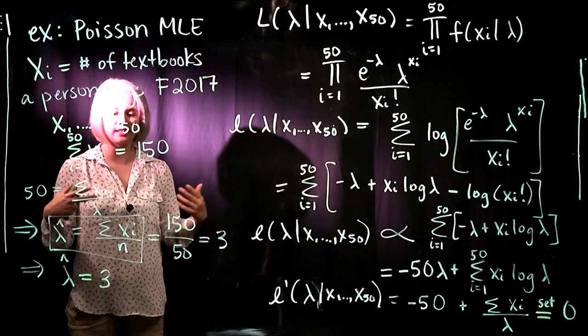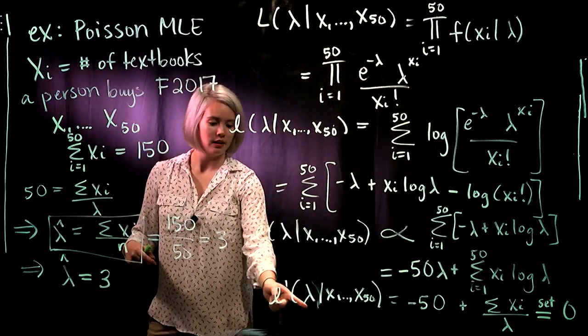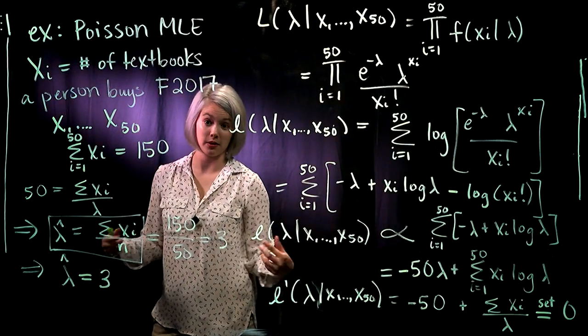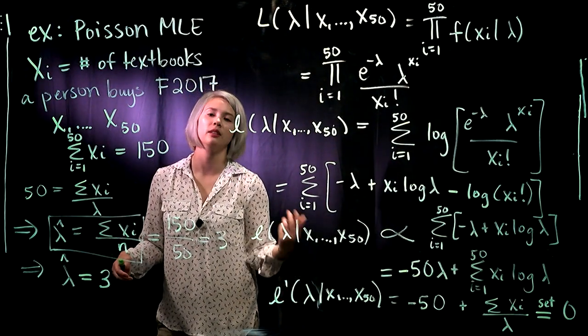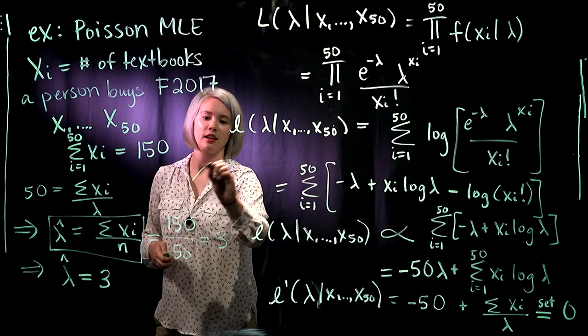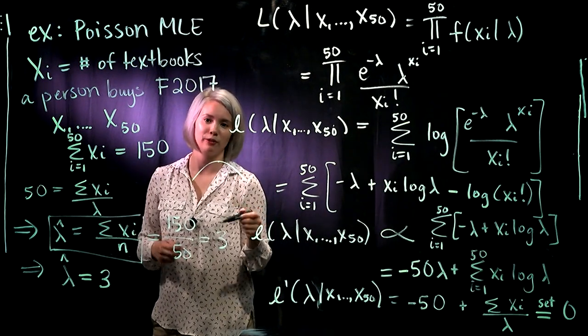Okay, then of course our last step, take the derivative of this. We want to get the second derivative of the log likelihood. Make sure that it is, again, concave down so that we're getting a max rather than a min.